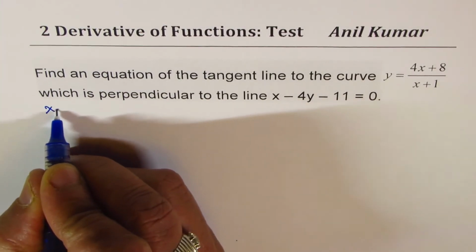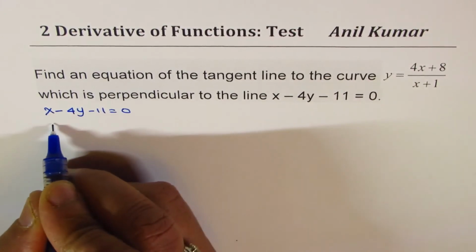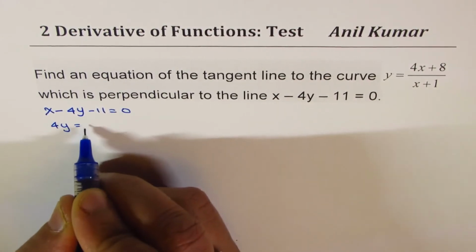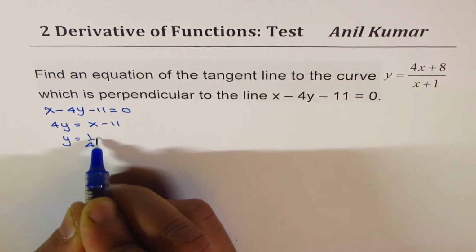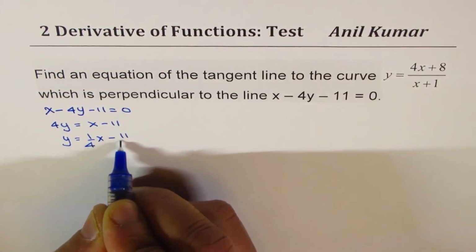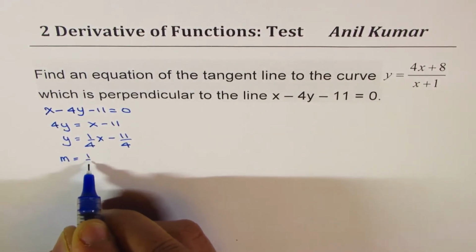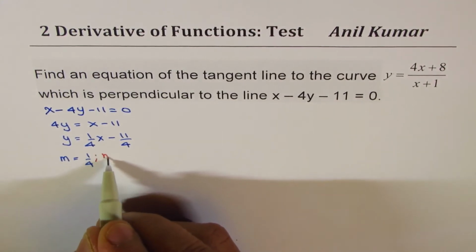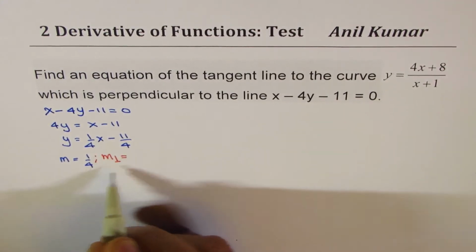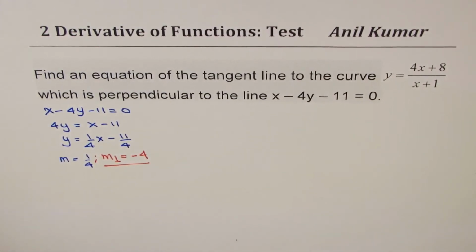So we are given the equation x minus 4y minus 11 equals 0. Rearranging, we get 4y equals x minus 11, so y equals 1 over 4 x minus 11 over 4. So the slope of this line is 1 over 4. Now what is the slope of the perpendicular line? The slope of the perpendicular line will be the negative reciprocal, which is negative 4, right? So this is the slope we need.